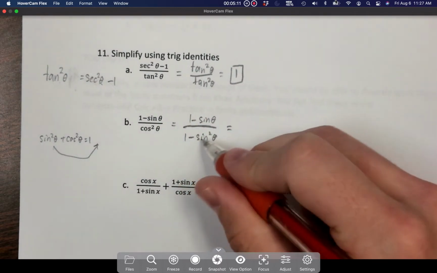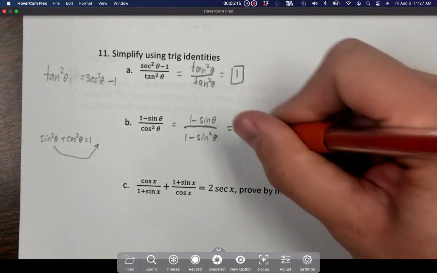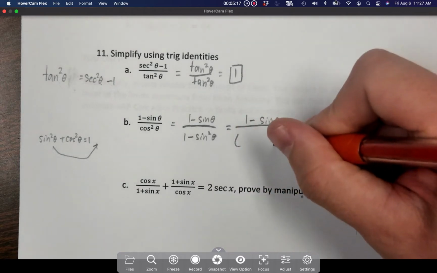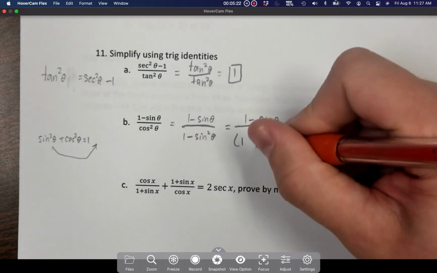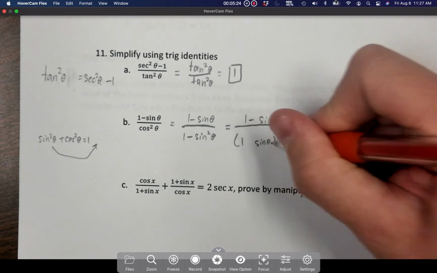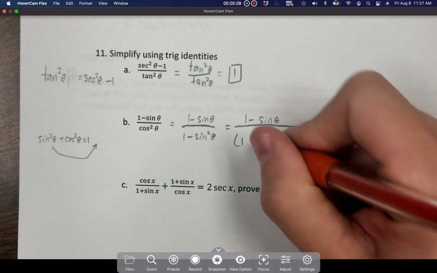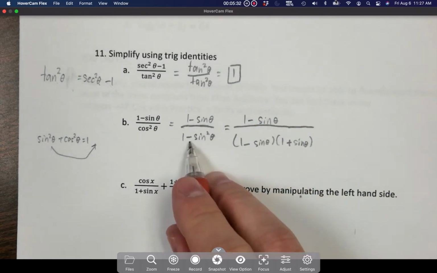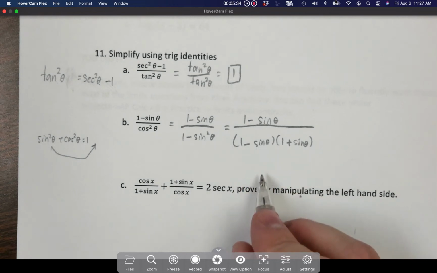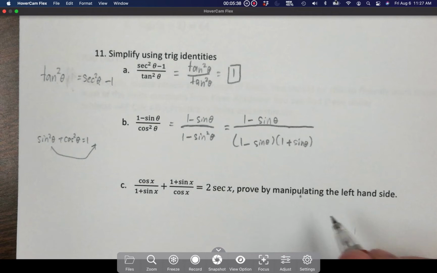Now, 1 minus sine squared is a difference of squares. We factored those before. A difference of squares factors to, well, 1 roots to 1 and 1. Sine squared roots to sine and sine. And we just write each factor with a different sign. Difference of squares. 1's a square. Sine is literally squared. So we can write those root values.